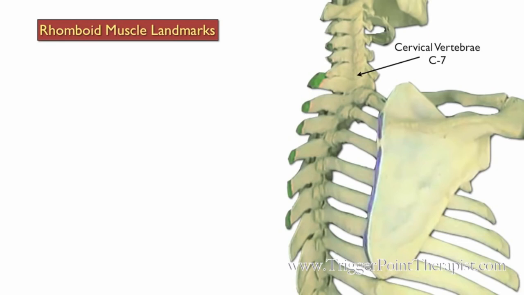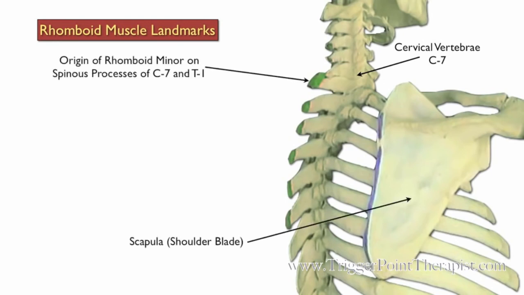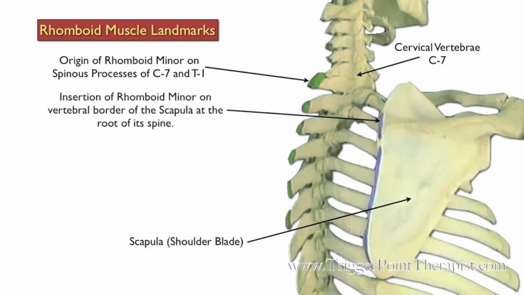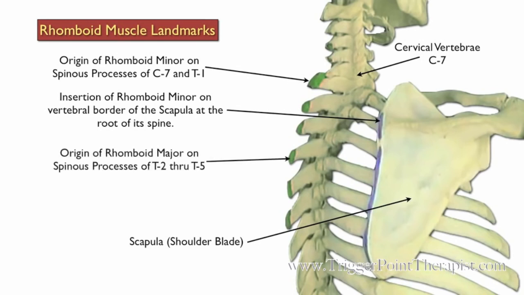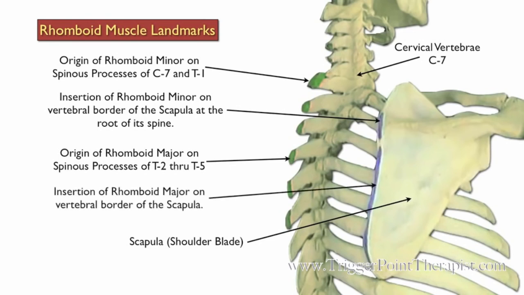We'll take a look at the landmarks for the rhomboid muscle. We have the cervical vertebrae at C7 and the scapula. The rhomboid minor originates on the spinous processes of C7 and T1 and inserts on the vertebral border of the scapula at the root of its spine. The rhomboid major originates on the spinous processes of T2 through T5 and inserts on the vertebral border of the scapula.